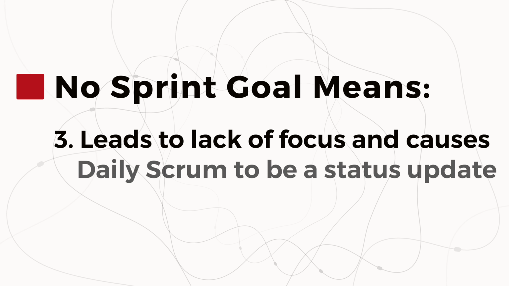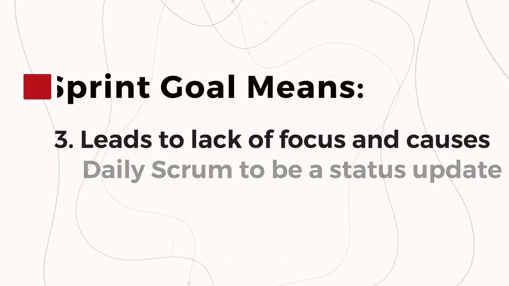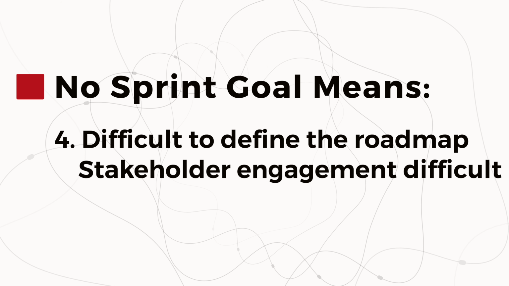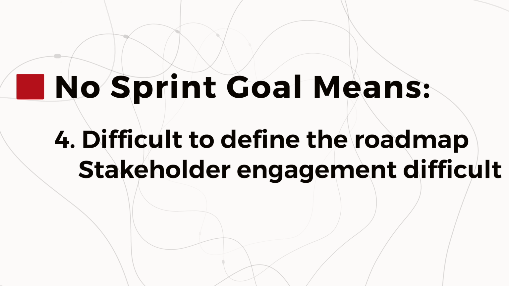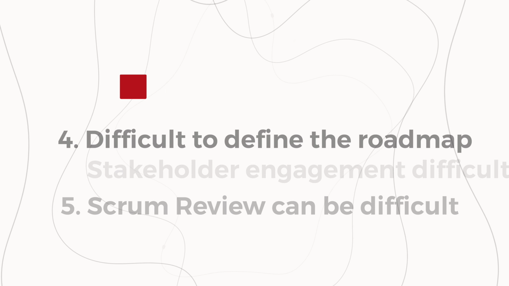It's essentially mini waterfall. And next, it leads to a lack of focus and causes the daily Scrum just to be a status update, where everyone's working on separate items. So it's just not possible to talk about progress towards a single defined valuable increment because there isn't one. Look, it also makes it more difficult to define the roadmap for the product and makes it harder to engage with stakeholders as they simply can't see the value in the sprint as a whole. And it can make the Scrum review session difficult or even pointless.